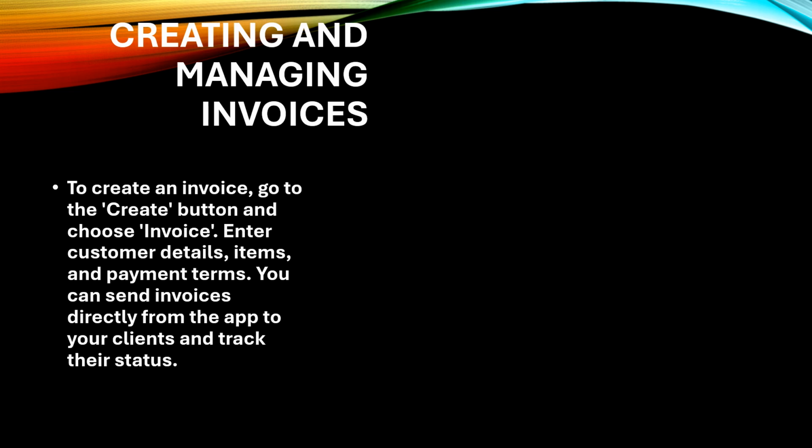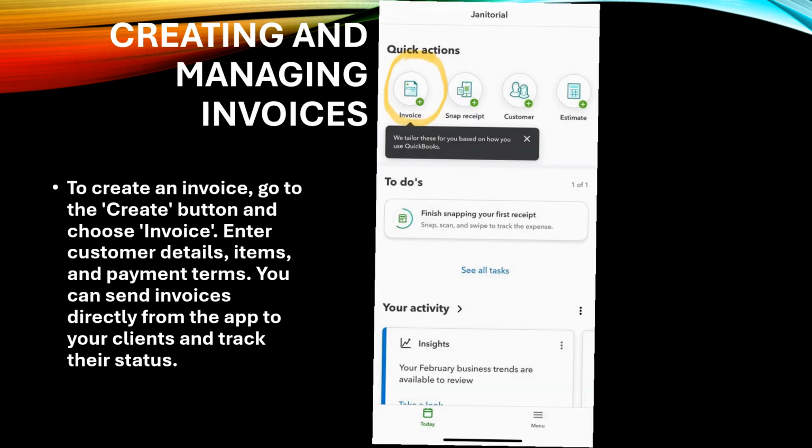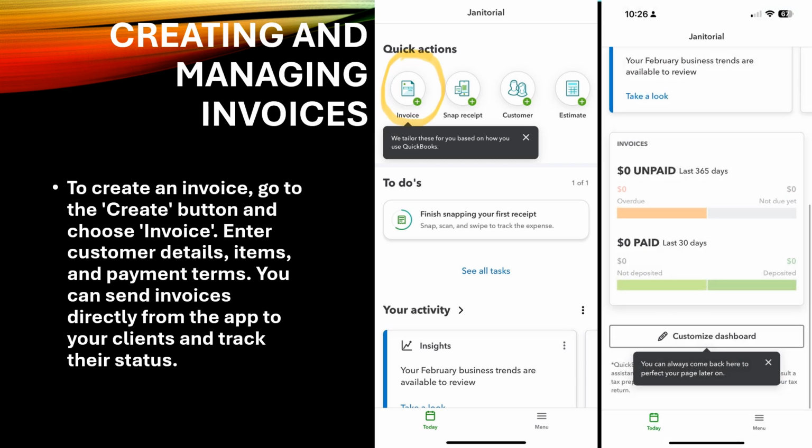I used to spend so much time creating invoices and sending them manually, which felt like a chore. But with QuickBooks, creating invoices is super easy. You just hit the Create button, select Invoice, and then enter the customer details and items. It automatically calculates taxes, so you don't have to do any of the math. I also love that I can send the invoice directly through the app. It's so much faster than having to print, scan, and email.